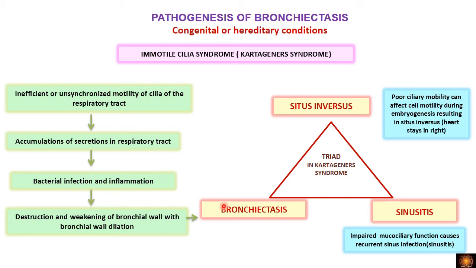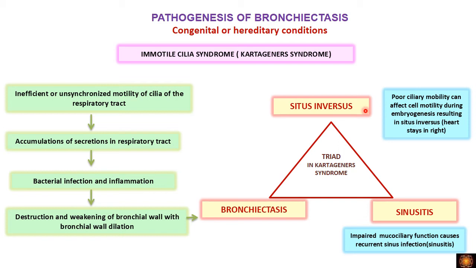But you have two other conditions also in Kartagener syndrome, that is situs inversus and sinusitis. Actually, it's a triad of these three conditions: situs inversus, sinusitis, and bronchiectasis. Situs inversus occurs because when there is defective ciliary movement, the cell motility during embryogenesis is also defective. So the developing heart, which should go towards the left, stays back on the right side.